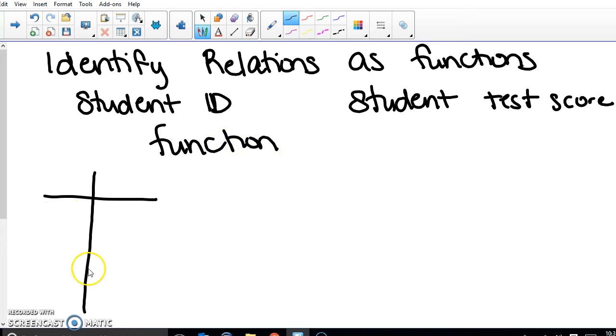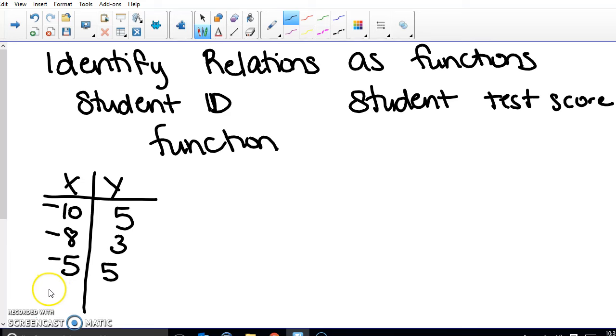We're looking at a table. This would represent a function, even though negative 10 is providing an output of 5, and negative 5 is also producing that same output of 5. Each input has a unique output. So this is a function.